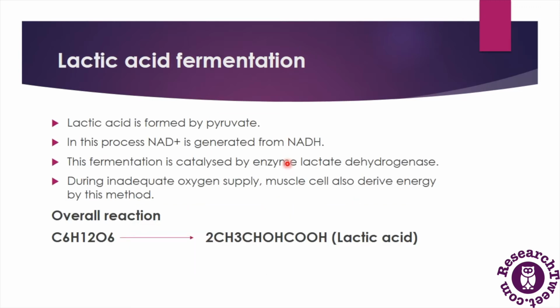Now let's understand the different types of fermentation. There are many types of fermentation that are distinguished by the end products formed from the pyruvate. The first type is lactic acid fermentation, where lactic acid is formed from pyruvate, and this pyruvate is produced from the glucose molecule in the process of glycolysis. In this process, NAD+ is generated from NADH, and thus it is also called an energy generative process. The fermentation is catalyzed by the enzyme lactic dehydrogenase.